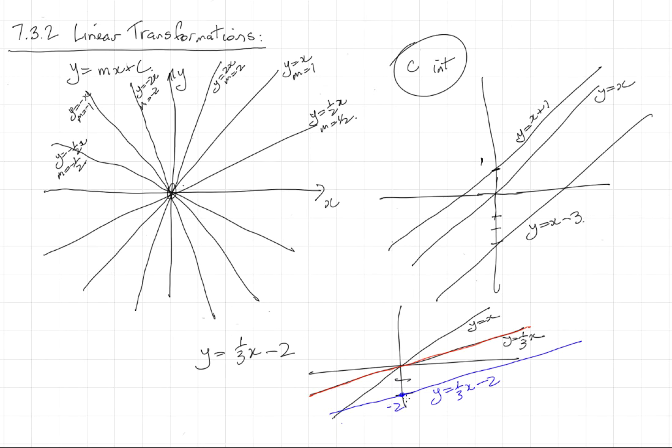Okay, so that's just transformations of a linear graph. If we know what effect the gradient, the m value, has, and then what the c value does, it just slides it up and down, a vertical shift up and down the y-axis, and then we can put it all together, starting with y equals x, then y equals 1/3 x, and then y equals 1/3 x minus 2.